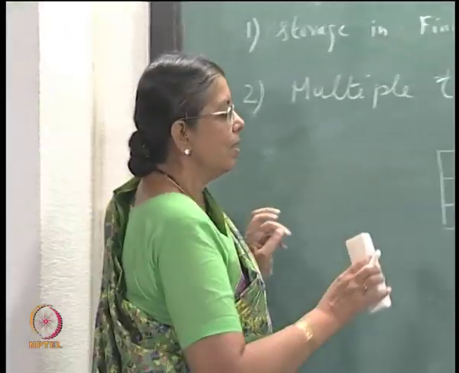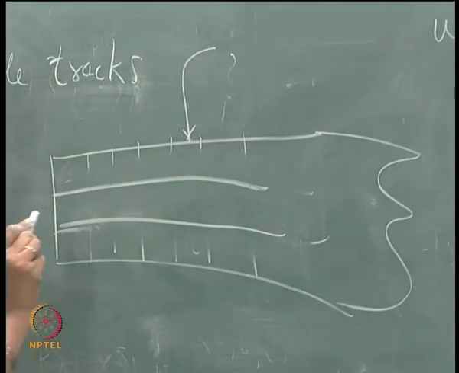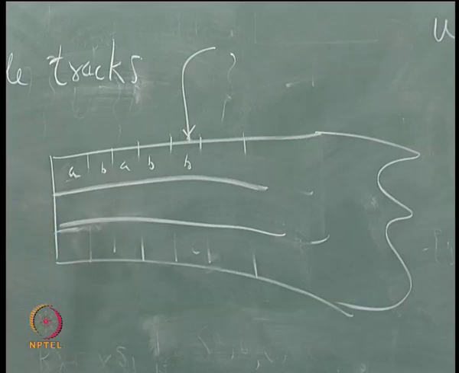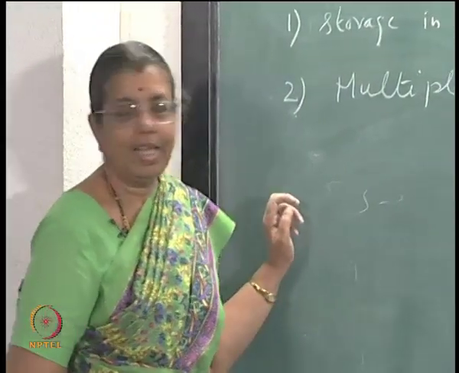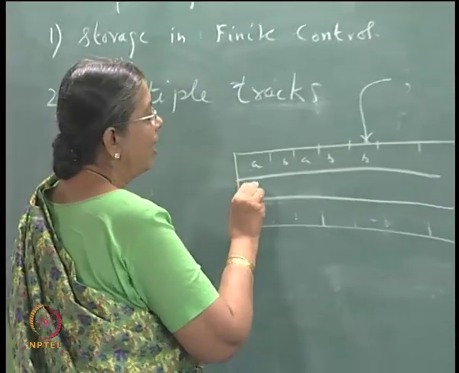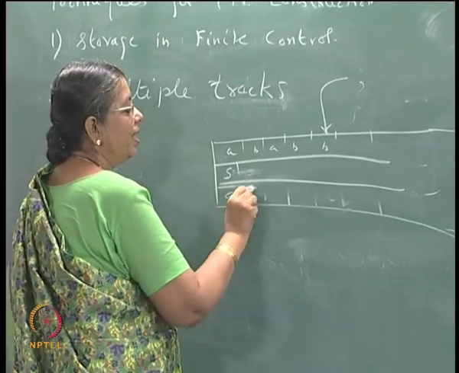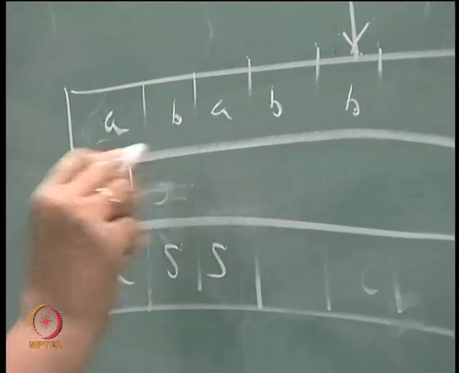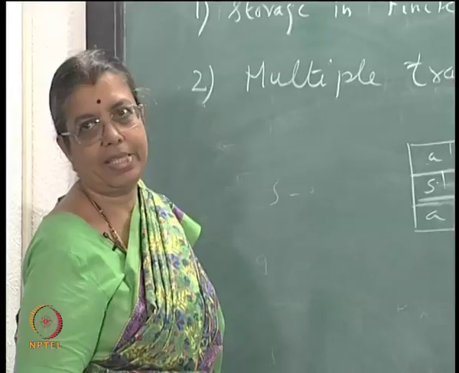For example, I want to see whether this string is accepted by the grammar, where we consider S goes to A S B, or S goes to B, or something like that. So what you do is, in another track you start with S, then start again replacing this and so on. So finally when you end up with terminals, you can check whether it is matching with that.